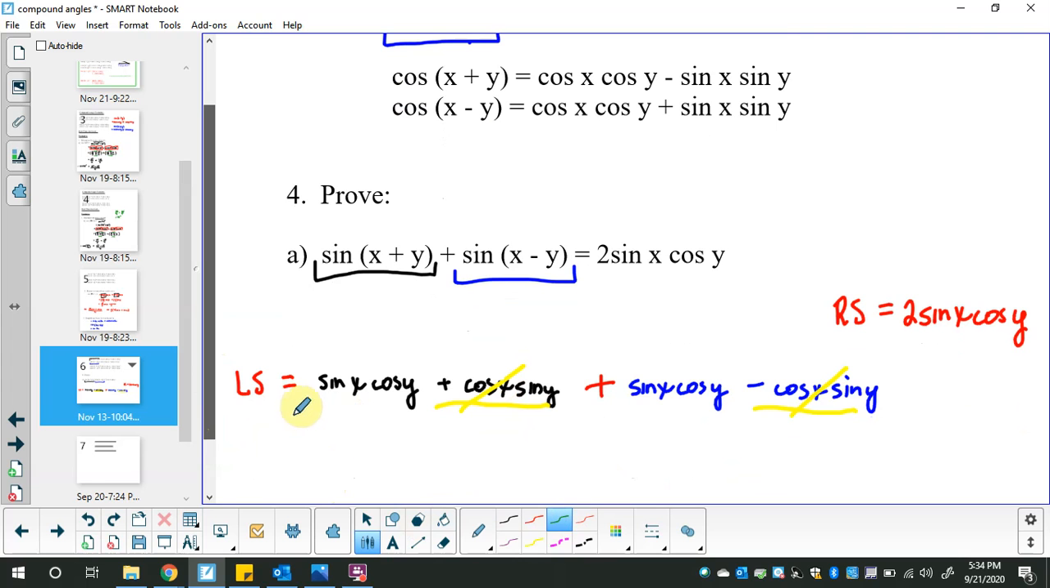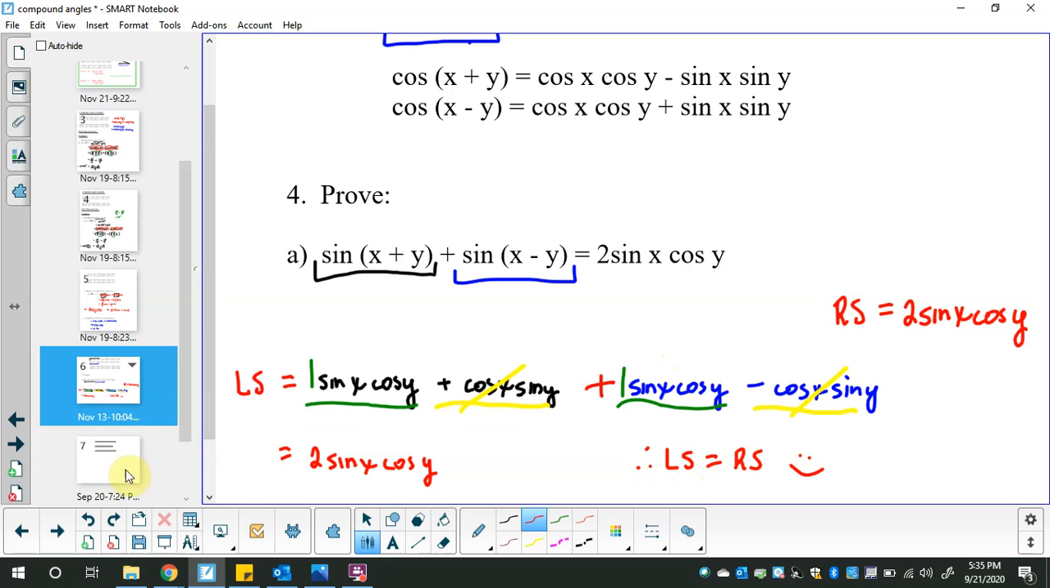And here is a sine x cos y, one of them, and here is a positive sine x cos y, another one of them, and when I add one of them plus one of them, I get 2 of them, and if I'm not mistaken, that is exactly what's sitting over here. So this didn't take much work at all, except finding information to replace. And we're done. So a reminder that after a little bit of work with exact values, we still have to worry about left side equals right side.